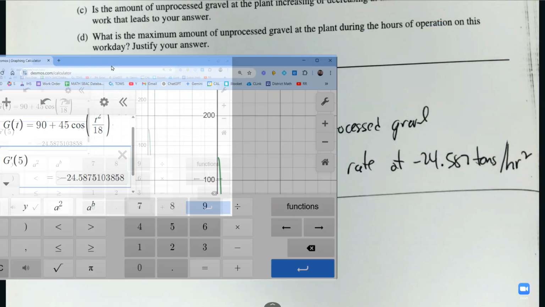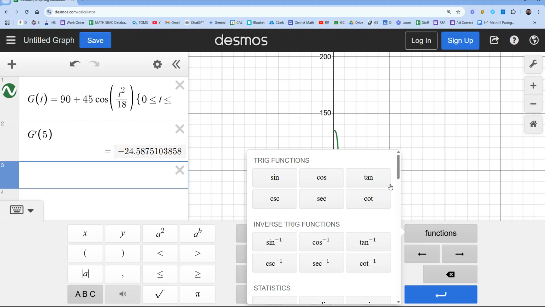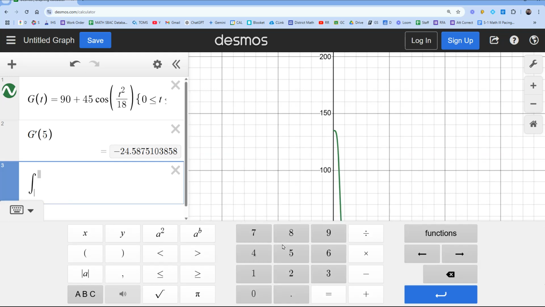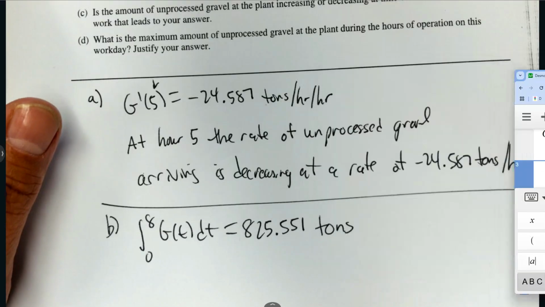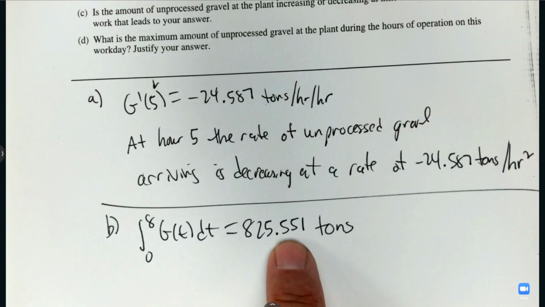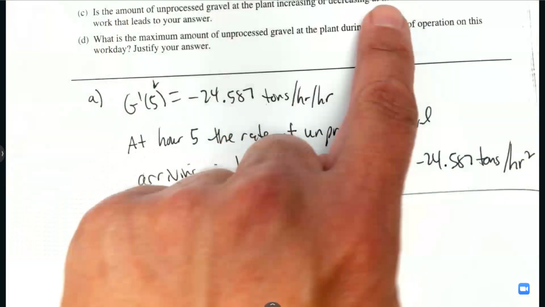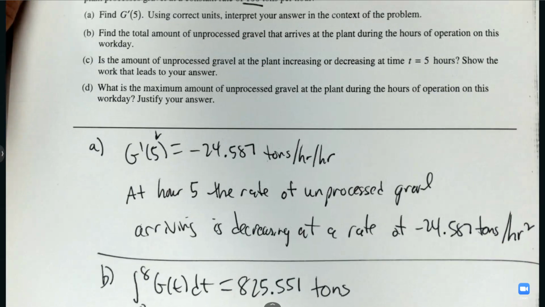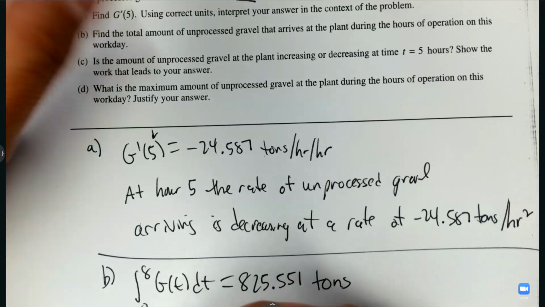So I'm going to come back here, and I'm going to go to calculus and integrate from 0 to 8. And that's 825.551. Now when you integrate a rate, it's just the unit, which is in tons. And then I double check to make sure, do I need to explain anything? So I integrated, that's how many tons of gravel. Find the total amount. It doesn't say to explain your reasoning or justify your answer. We're good to go.